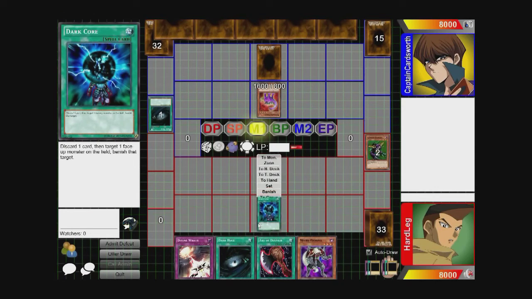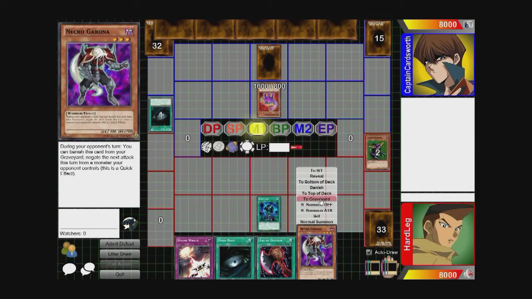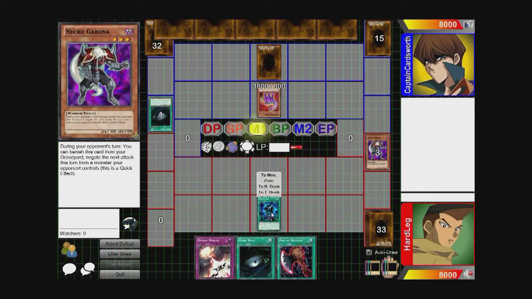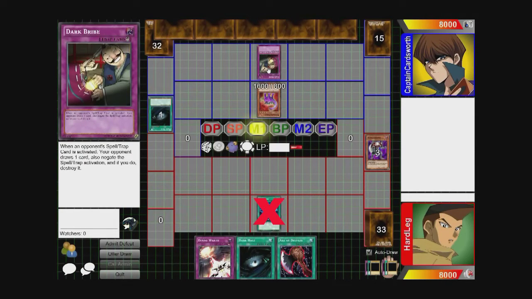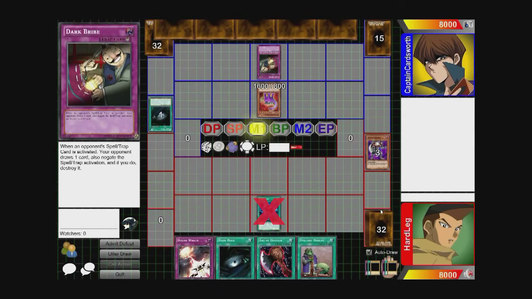So let's say you play Dark Core. As soon as you play it, you must discard a card as the cost. After that, your opponent has a chance to respond. If they respond by negating your spell, then you don't get the cost you paid back. The cost is separate from the effect and is paid as soon as the card is activated, regardless of if its effect actually goes through.